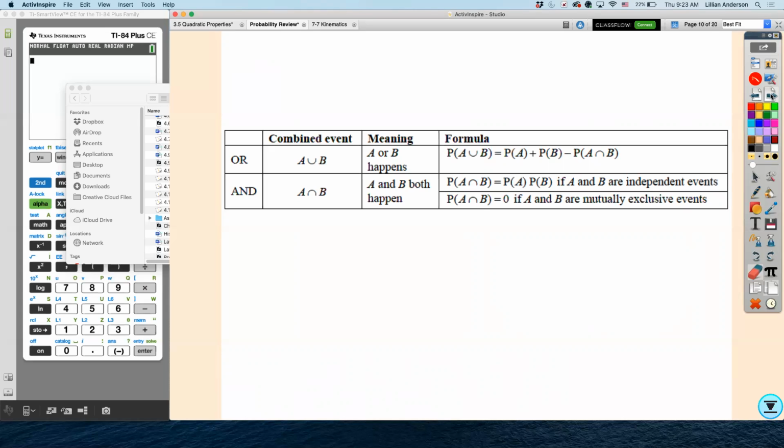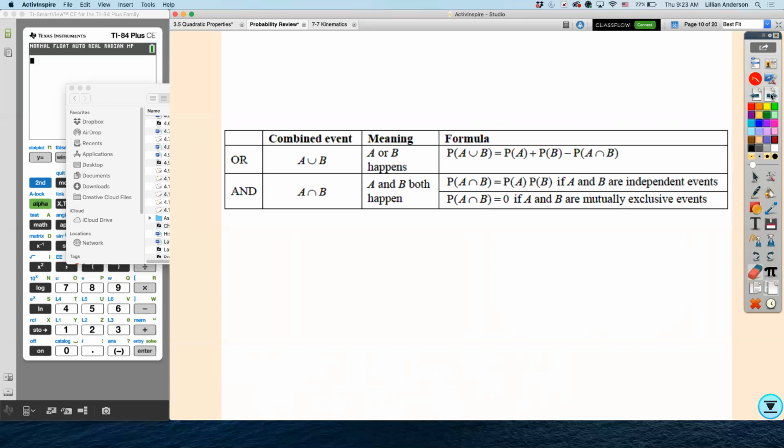Then you have your AND events. You've got ones for independent events and mutually exclusive. Actually all three of these are in your reference booklet. You just have to know how to use them. Independent events means that the outcome of one has no effect on the outcome of the other, such as the rolling of a die twice. Mutually exclusive is when the intersection equals 0. That means they have nothing in common.